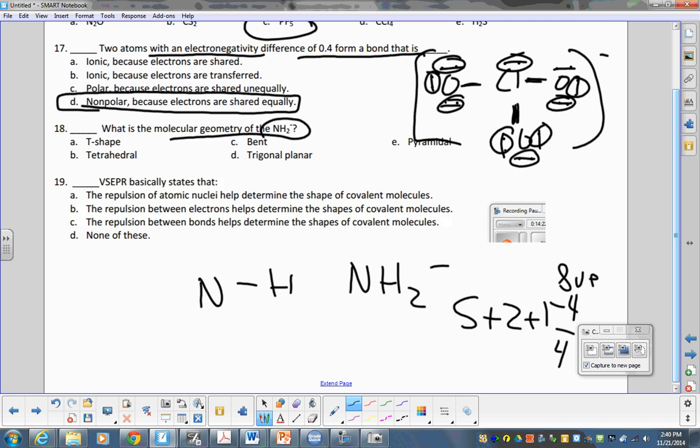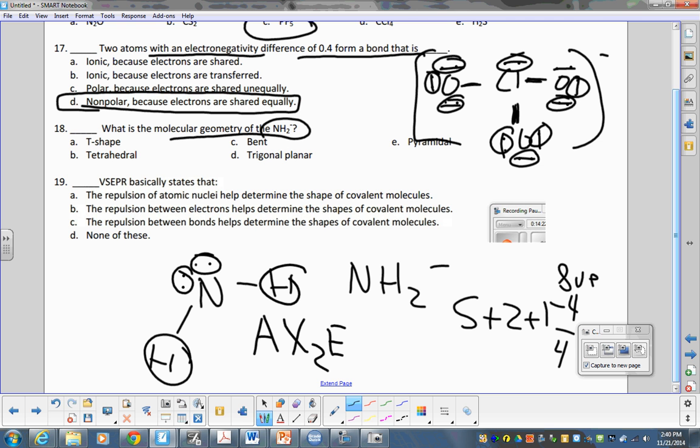And then what's the question asking me? Oh, what's the geometry of it? A is the central atom. X represents the terminal atoms. So AX2, 1 pair, 2 pairs, E2, that shape is going to be a bent molecule. What does VSEPR mean? VSEPR means electrons repel each other. Because electrons repel each other, these electrons always push away, and it makes the shape of a molecule. So the repulsion of electrons helps determine the shape of covalent molecules. That's the little VSEPR theory. B is your correct answer right there. It's just knowing the definition of what the VSEPR theory is.